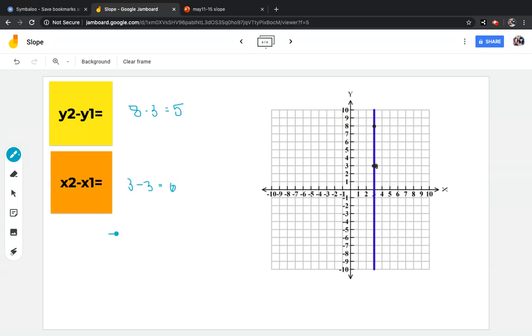So I'll have 5 divided by 0, but unfortunately we cannot do that. So this is going to be undefined. That's how you would define this slope.